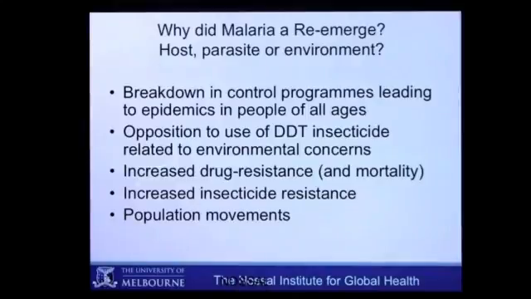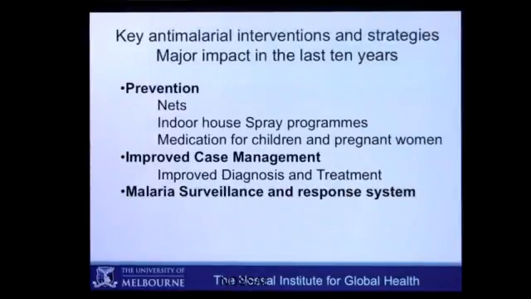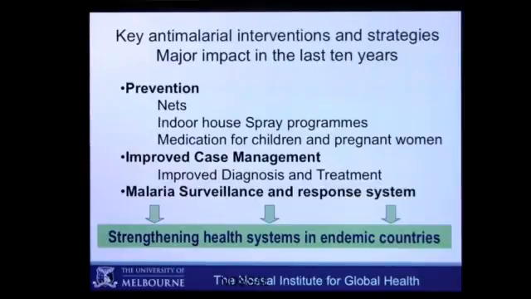Drug resistance was a problem, and some insecticide resistance, and people had lots of reasons why it came back. So what's available now? There are methods for prevention, which is spraying houses and also bed nets, medication in target groups, better management of cases, but most importantly, we need a surveillance system that can respond. And the problem is that what you require for this to happen is a strong health system, such that cases can be rapidly diagnosed, reported, and responded to.